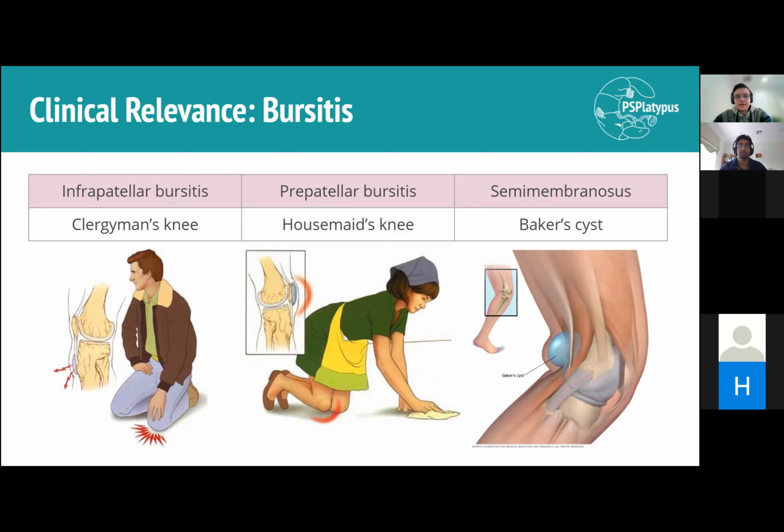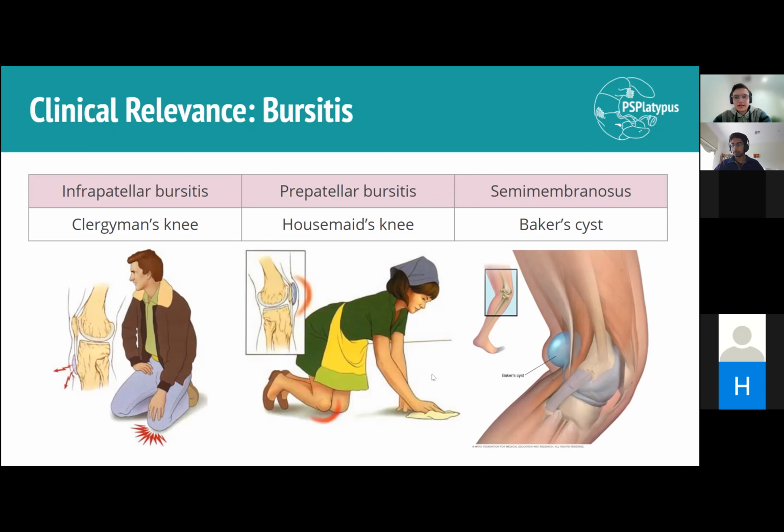The same thing can happen if you lean directly onto your patella. If you directly lean on your patella, then you're going to cause irritation of the prepatellar bursa, which sits right on top of it. And this is classically called housemaid's knee because of the position that the knee can be in when you're, for example, kneeling down to clean the floor.